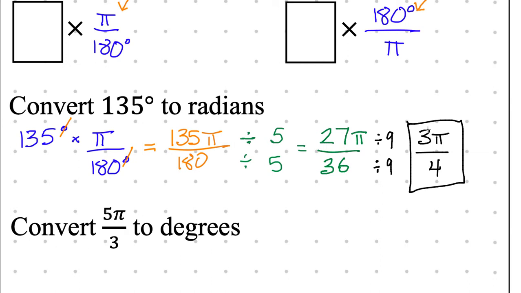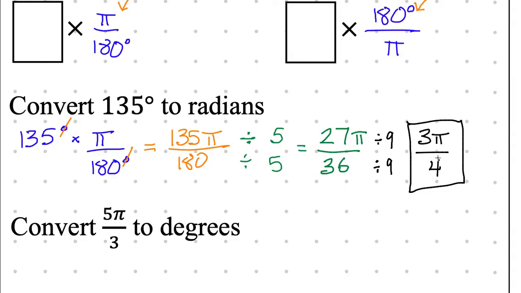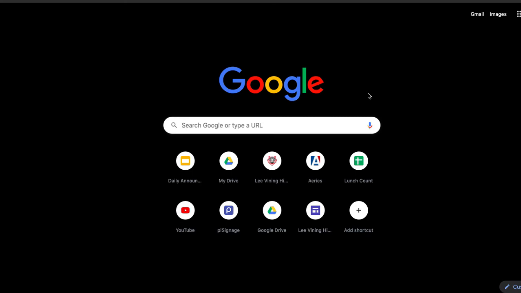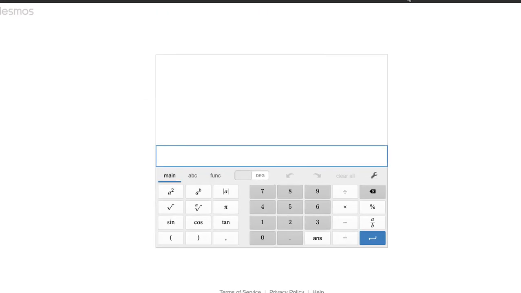How would I do this using my calculator? What was the answer, sorry? 3 pi over 4. If I was using my calculator, and what time do we get out of here? Am I low on time? Oh, I got 17 minutes.